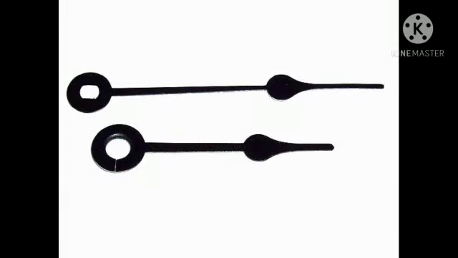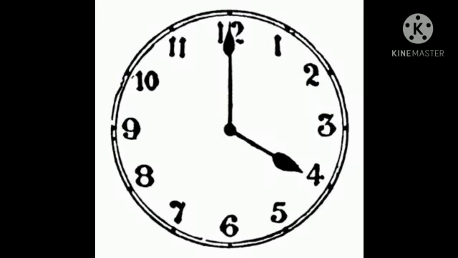The clock has two hands. One hand is long and the other is short. The long hand is the minute hand, it shows minutes. And the short hand is the hour hand, it shows hour. When the minute hand is at 12, the hour hand tells the hour of the day. For example, minute hand is at 12 and the hour hand is at 4. This means the time is 4 o'clock.